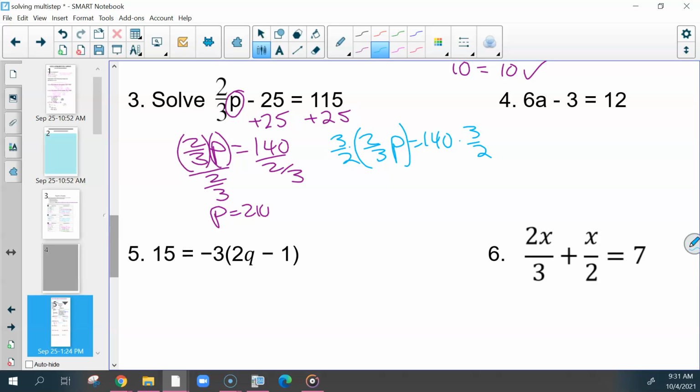Great. So anytime you have a fraction and you need to divide, you're going to multiply. This is called the reciprocal. When you flip it, we're going to multiply by the reciprocal on both sides.